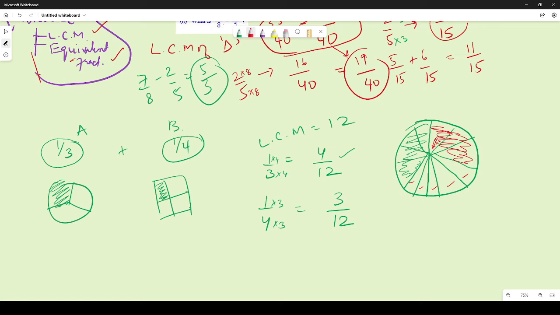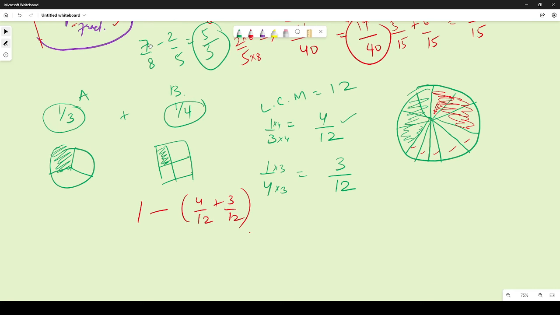So if you're subtracting from the whole, subtracting from 1, then how much did they finish? 1 finished. This much they finished, right? So what do they have over here when we are talking about this? So remember, this is like fraction. So this becomes 7 by 12. So now it is 1 minus 7 by 12.